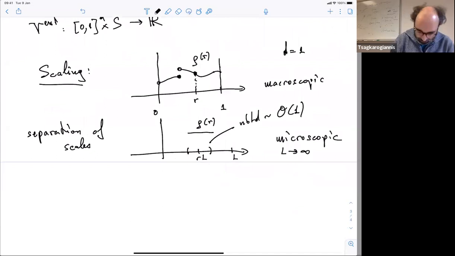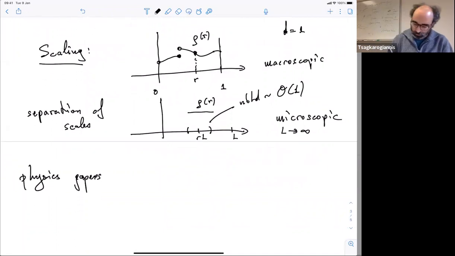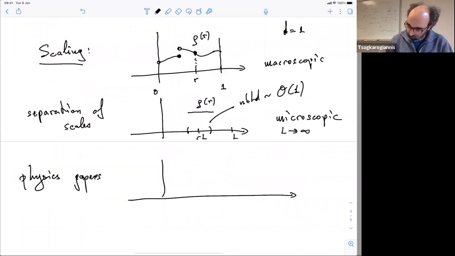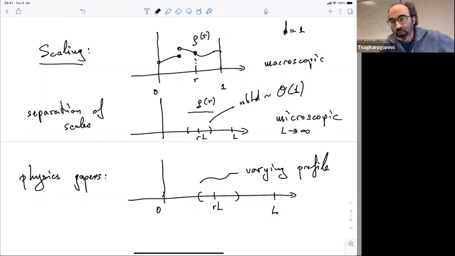So if you go to physics papers, they don't do the separation of scales. So they think of a box L again, and they ask to observe in a neighborhood RL a varying profile. And hopefully I will comment on that when I arrive to the technical point and explain why I can do the first and I cannot do the second. Okay?